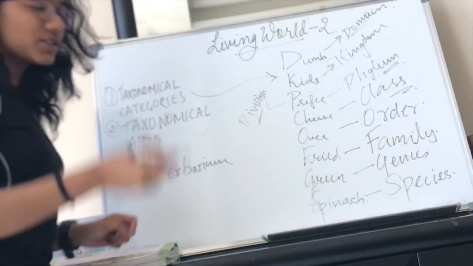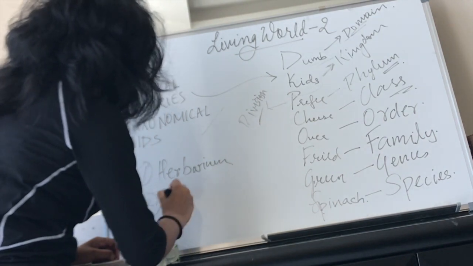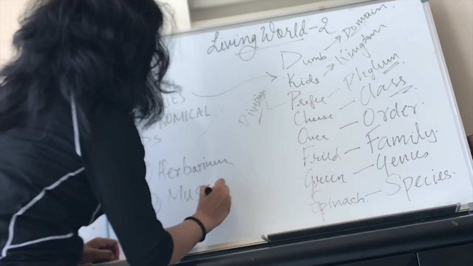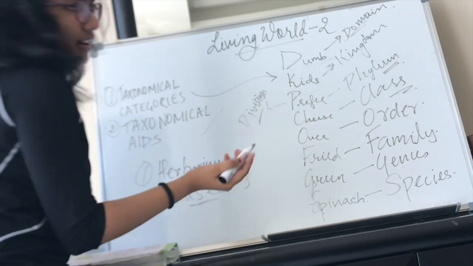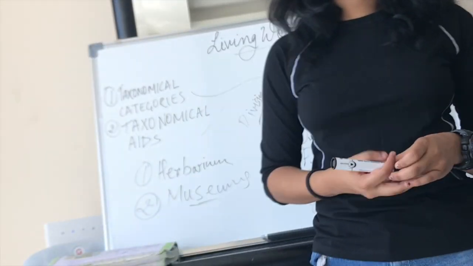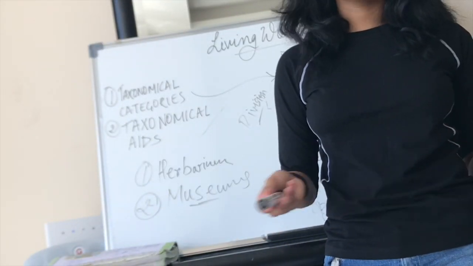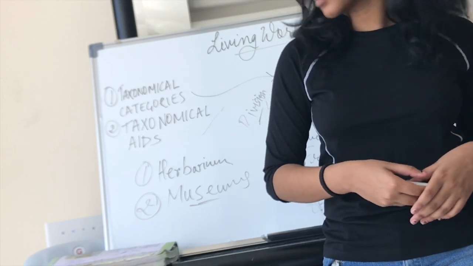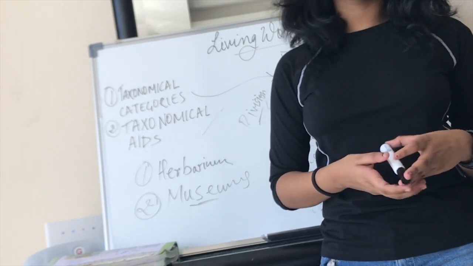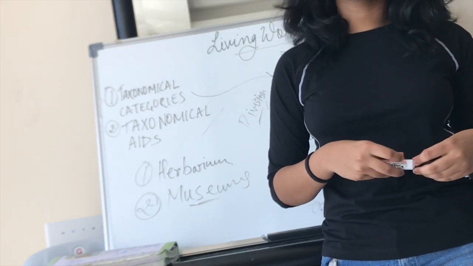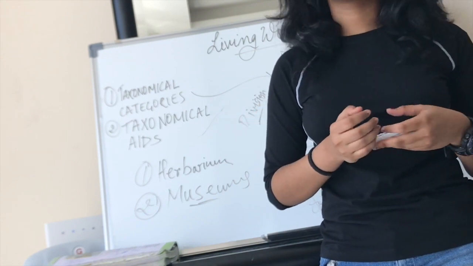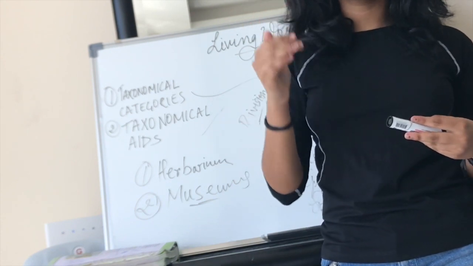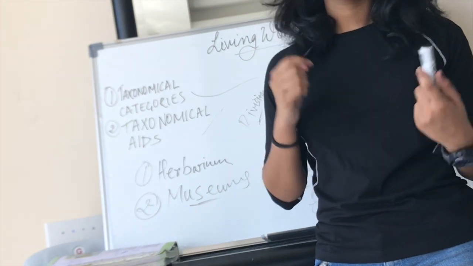So now the second taxonomical aid is museums. We all know what museums are, right? They're biological institutions set up usually in schools, colleges, universities, etc. And biological museums mostly store plant and animal species. Now, the way they're stored is a very important question.